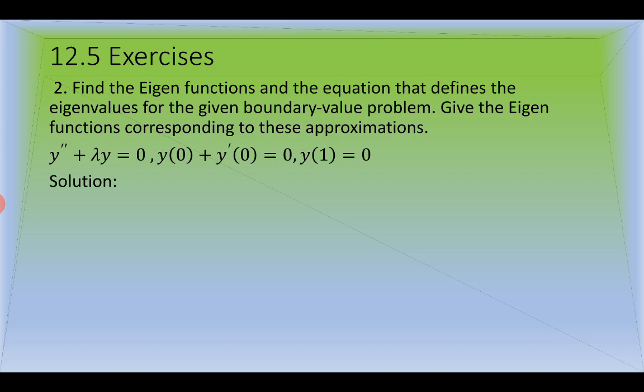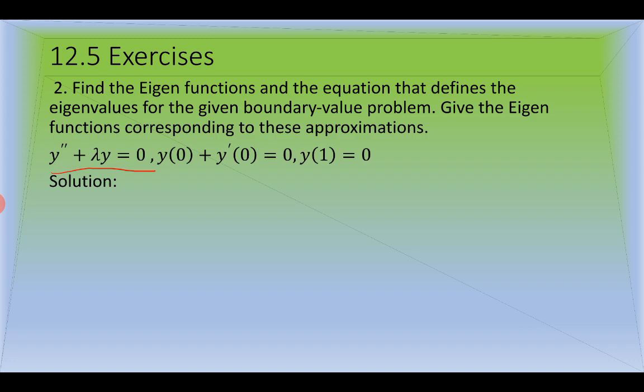Find the eigenfunctions and the equation that defines the eigenvalues for the given boundary value problem. This is a Sturm Liouville boundary value problem. We have seen it, isn't it? Because you can obviously check this format. Sometimes in the questions they will ask you to verify whether this is a Sturm Liouville problem.